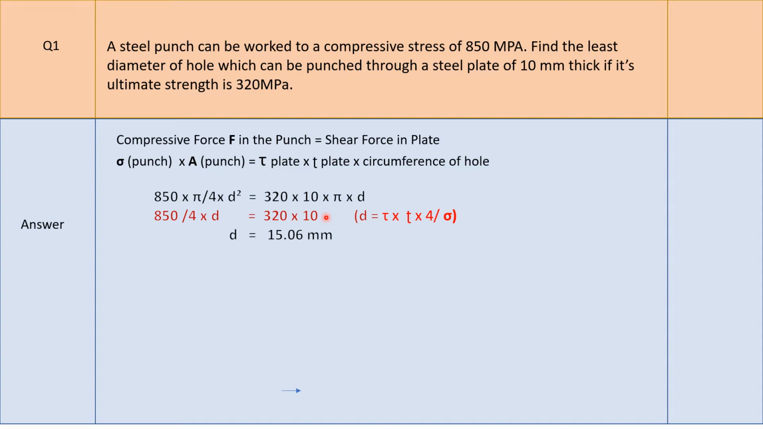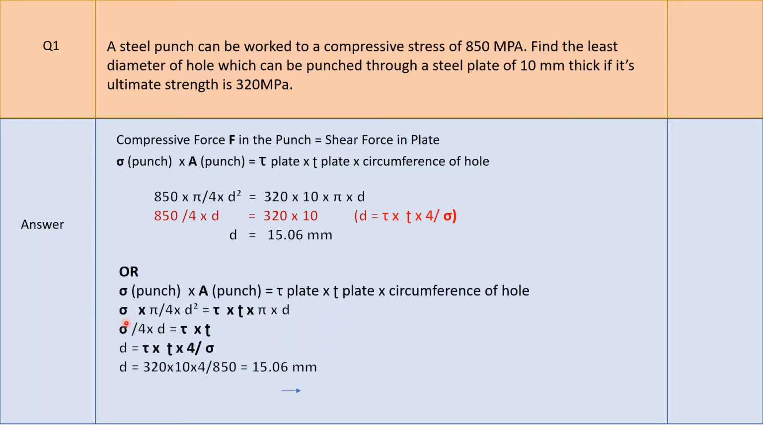Once again, take the calculators in your hand and do the calculations. Start from here: 320 into 10 into 4 divided by 850. That will give you the diameter 15.06 mm.